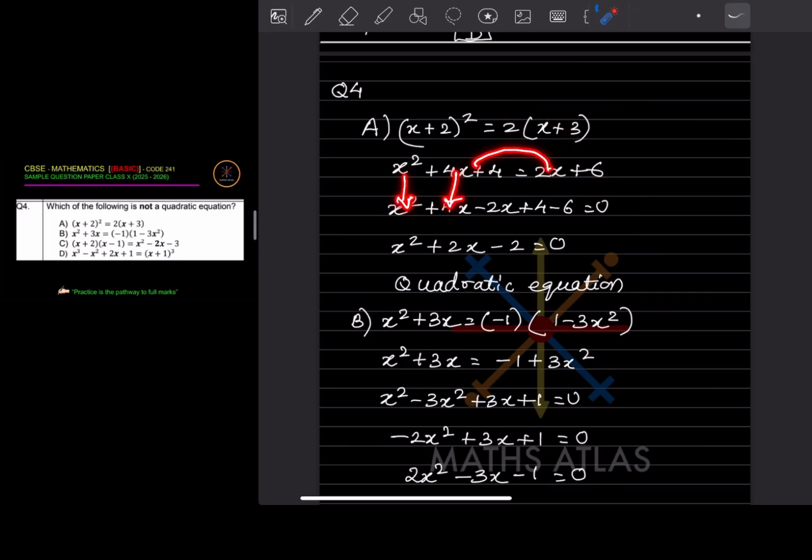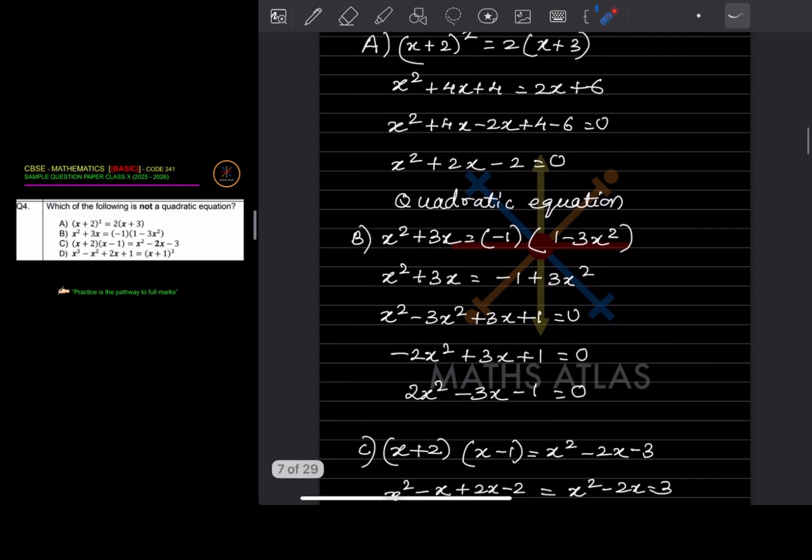Let us bring this one here. So that is going to be minus 2x plus 4. This will be here, minus 6 is 0. So this will be x square. When you solve this part, that is going to be plus 2x, and this is going to be minus 2 is equal to 0. So now you can see this equation is in the form of ax square plus bx plus c is equal to 0, because the highest power is 2. So this is a quadratic equation, and they asked which is not a quadratic equation.